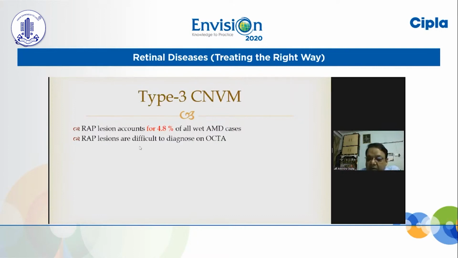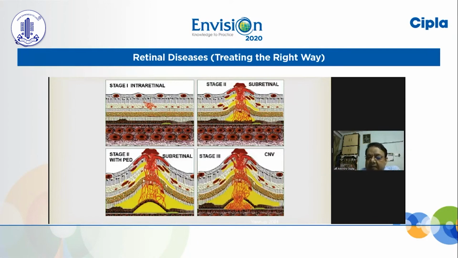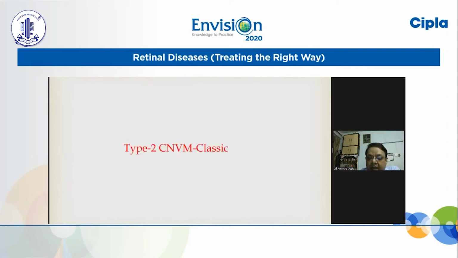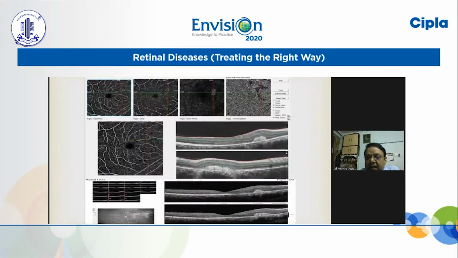RAP lesions are difficult to diagnose on OCTA. So 55% of all wet AMD cases cannot be diagnosed on OCTA. This is how the RAP lesion develops, and I showed you serial OCT where we made a diagnosis on the morphological picture of OCT. Now, what you can diagnose on OCTA are classic lesions. Like in this patient, you can see a CFAN appearance of a CNVM, and on morphological features, you can see thickening and fluid. I injected this patient, and you can see the fluid has disappeared.